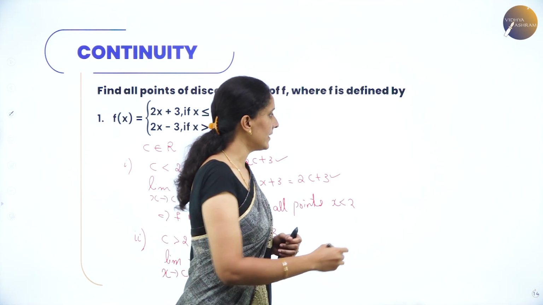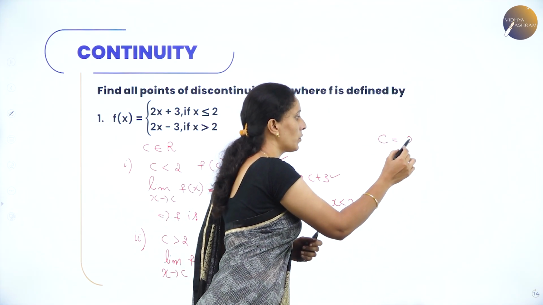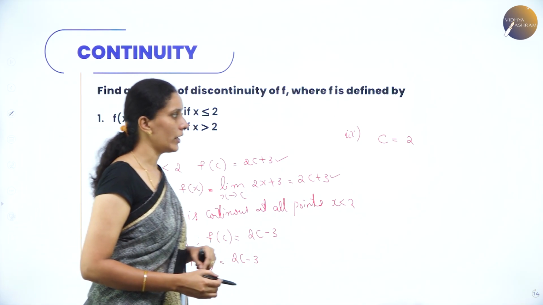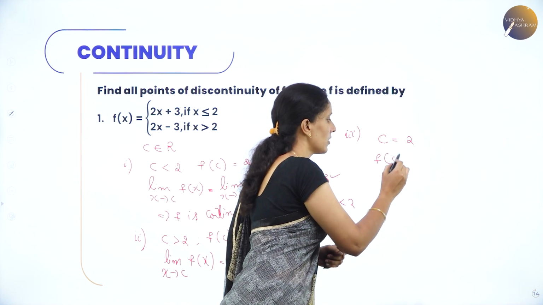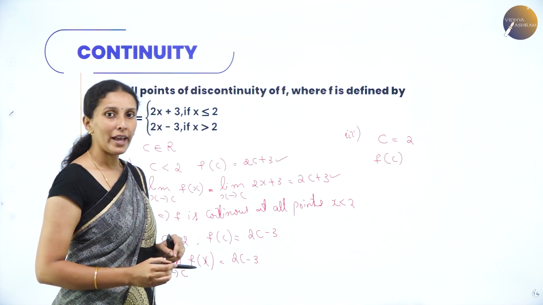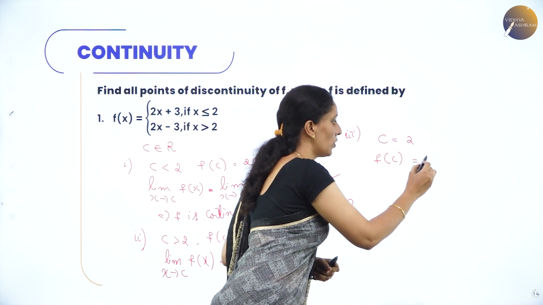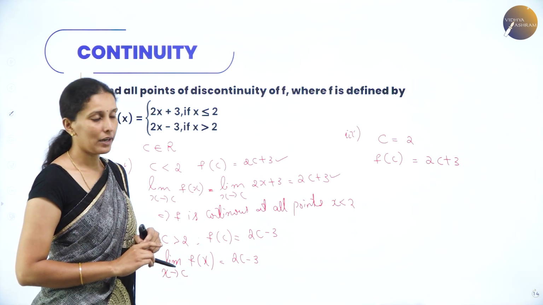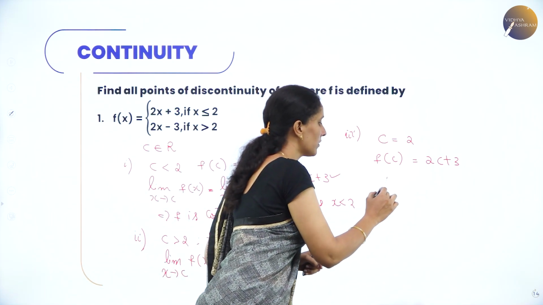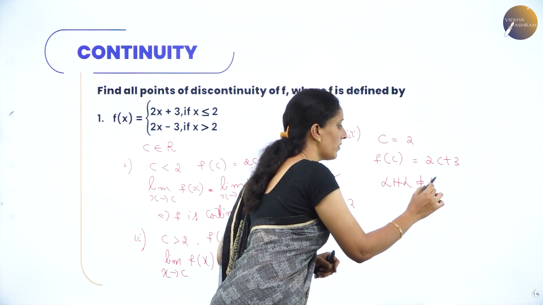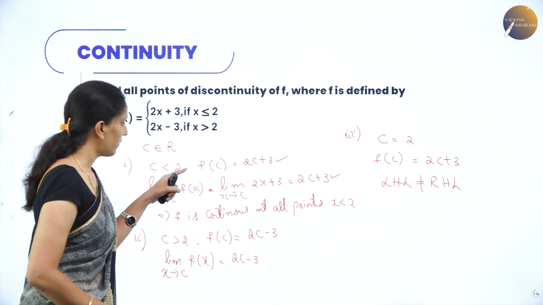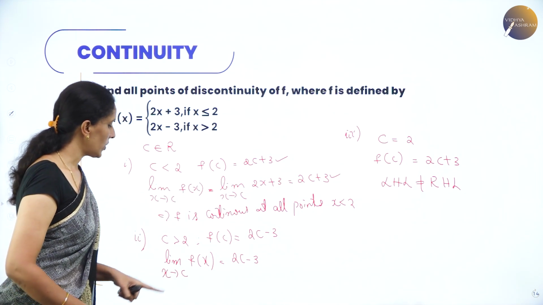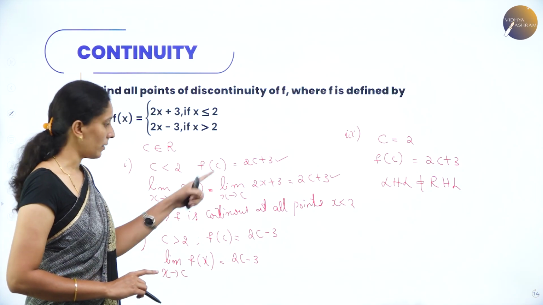So, the next case here is whenever c is equal to 2. This is the third case. Whenever c is equal to 2 here, f of c is actually 2x plus 3, therefore it is equal to 2c plus 3. But what happens to the left hand limit as well as the right hand limit? So here LHL is not equal to RHL. You can see from the cases here. The left hand limit is equal to 2c plus 3 and the right hand limit is equal to 2c minus 3. They are not equal.